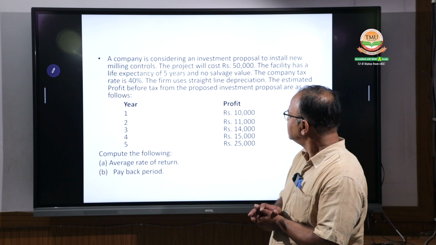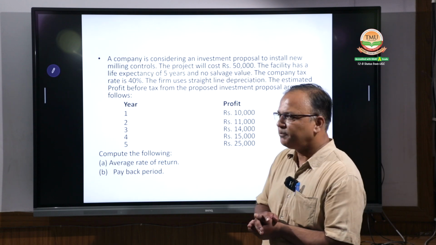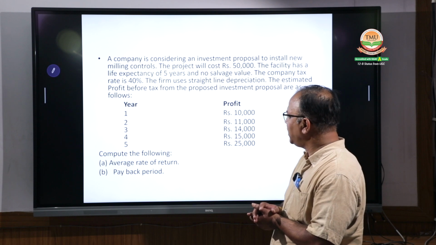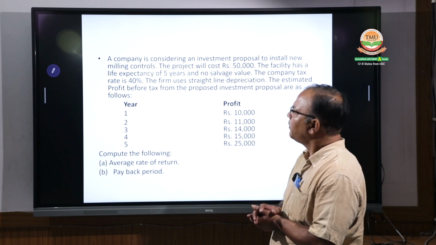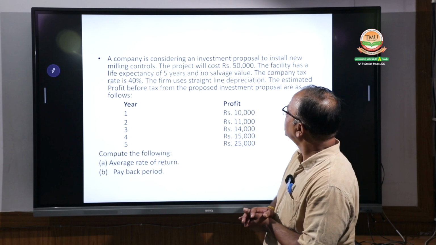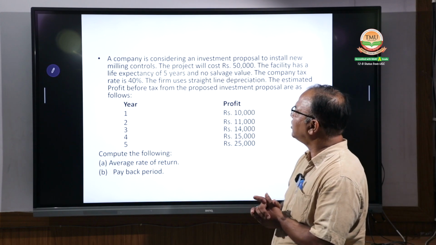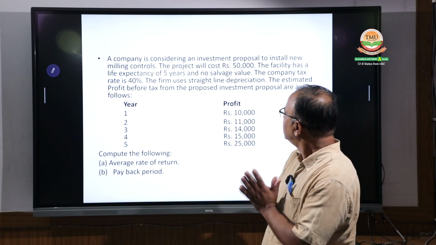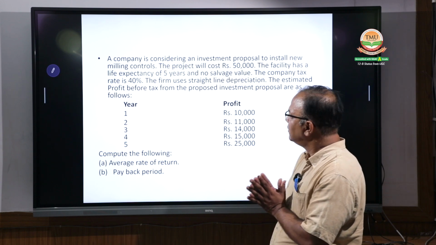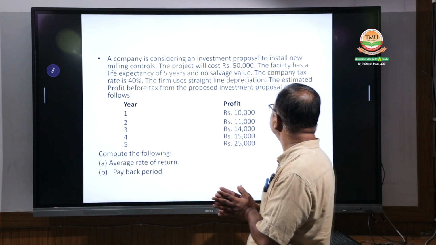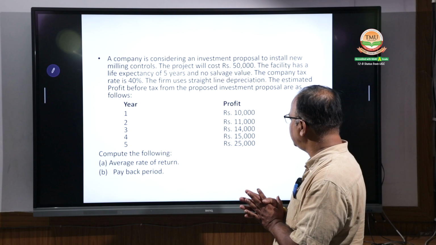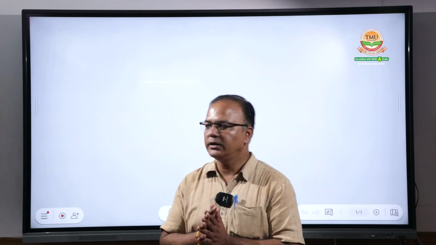These are the profits, and profits are PBDIT. So first of all, you have to convert into PAT. You have to remember two things: cost of project 50,000, tax rate is 40%. Now let's start the question. I have read it earlier.